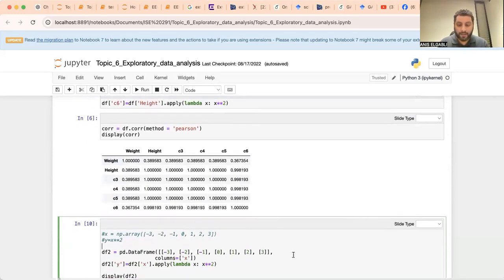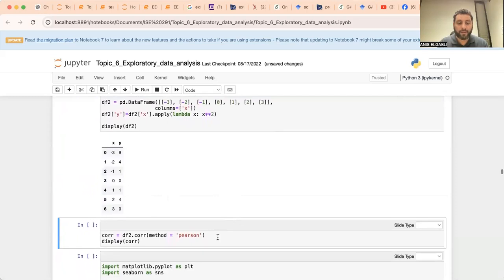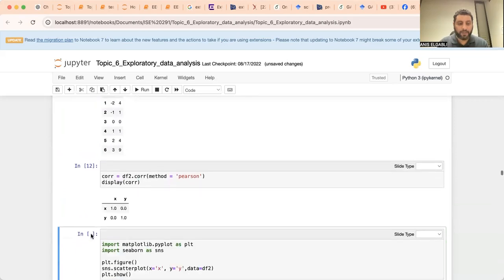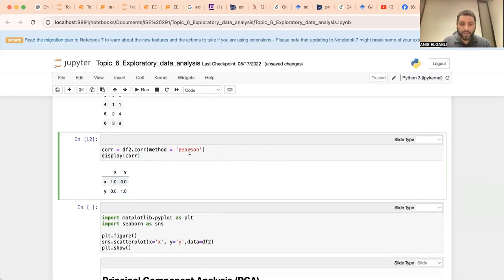Now let's display this. This is x and this is y. Now let's compute the correlation using Pearson's R method. When we compute the correlation here, we see that the correlation between x and y is equal to 0. Which means that the correlation can actually fail to detect or identify non-linear relationships. So you cannot really rely on correlation to identify if there is a non-linear relationship between two variables. More specifically, this type of correlation we are considering here in this course.